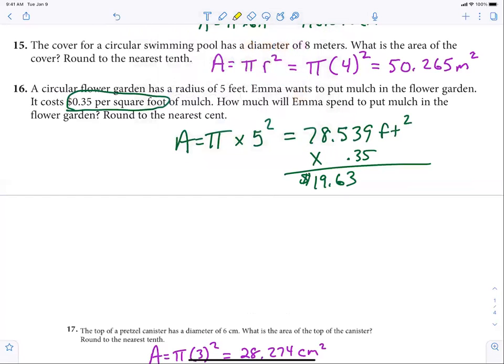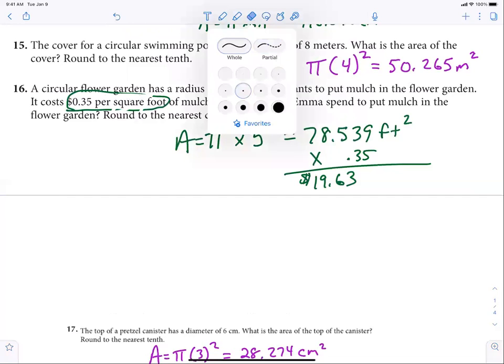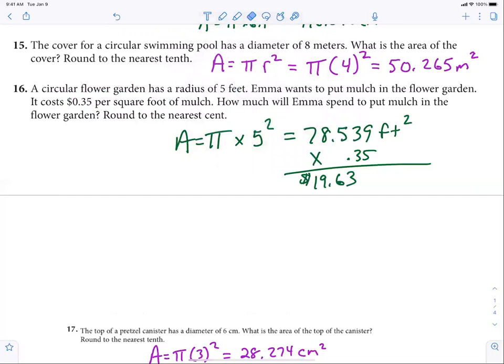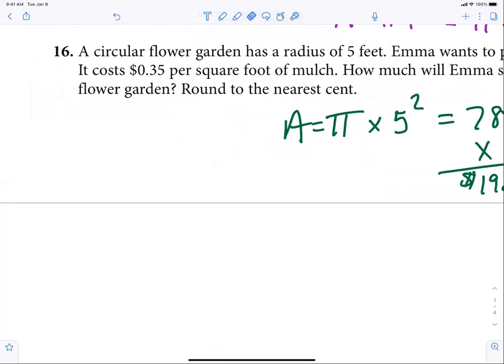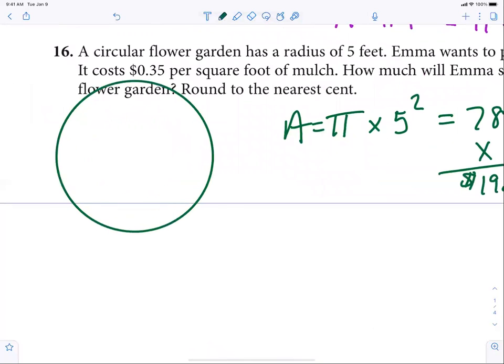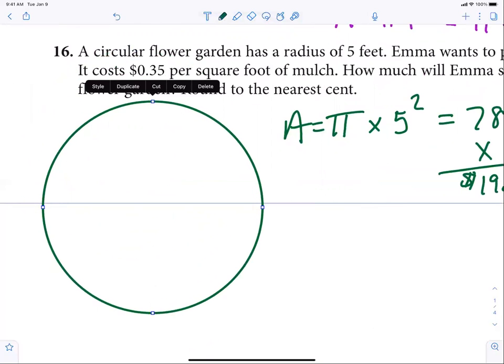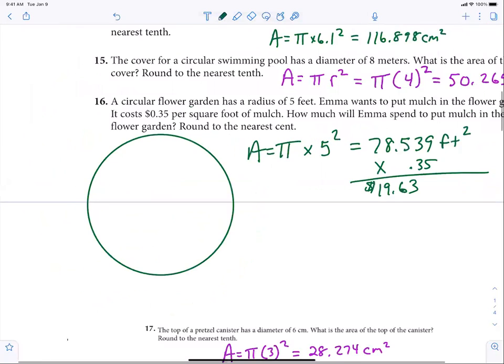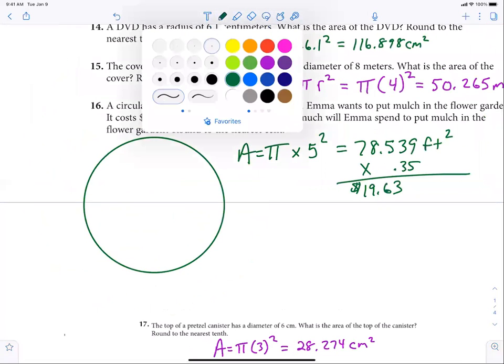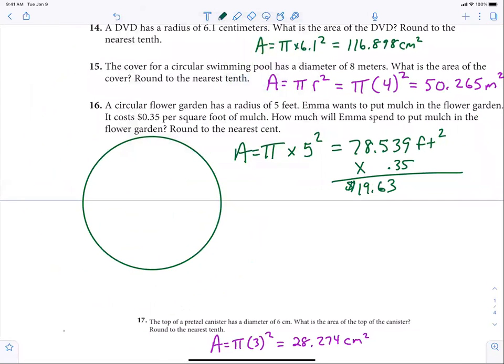I'm going to try to draw something that will help you. Because I always used to ask kids why they don't understand something, when to me it's so obvious. So I'm going to try to help you. We have a circular flower garden, and I know you know what that means. Now, the area, if I were to cut this.